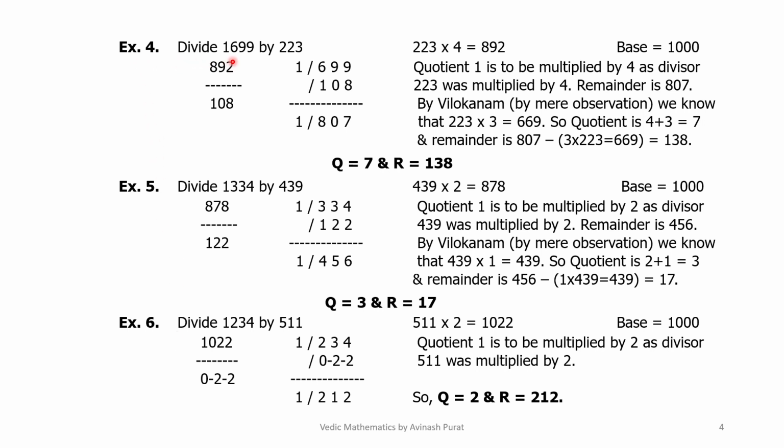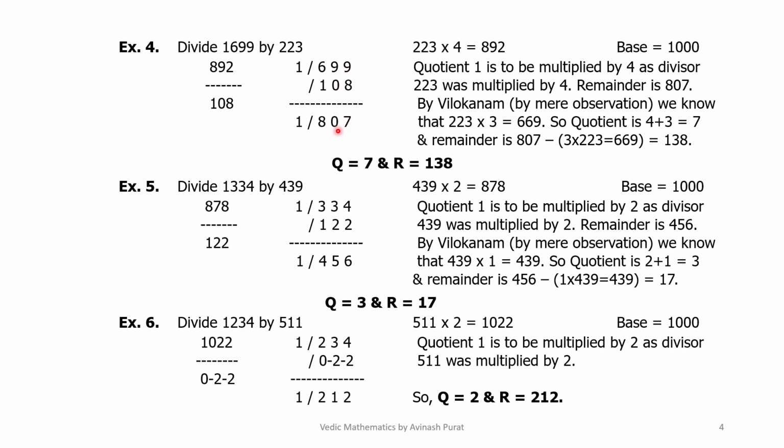Example 4. Divide 1699 by 223. Now 223 multiplied by 4 is 892 and base is 1000. So 892 is divisor. Difference base minus divisor is 108. 1 stroke 699. 3 digits are taken to the right of the stroke. 1 is brought down. 1 multiplied by 108 is 108. So total is 9 plus 8, 17. 7. 1 is taken to the left.